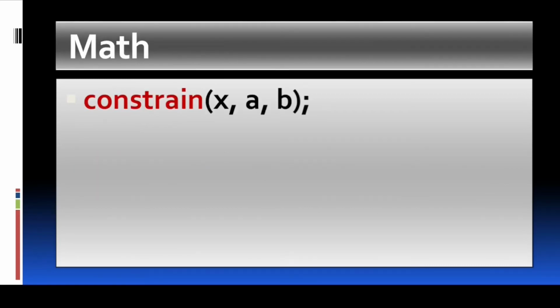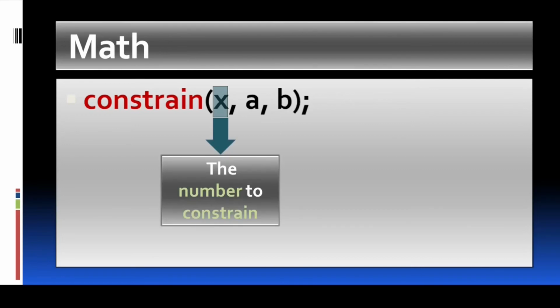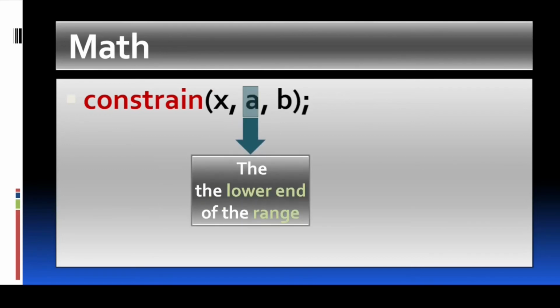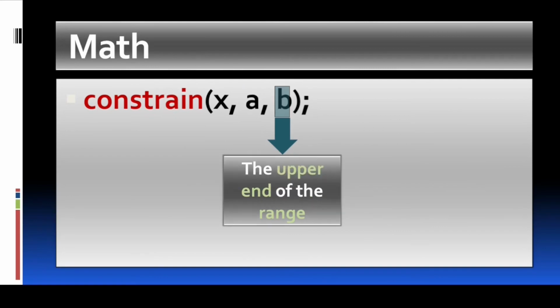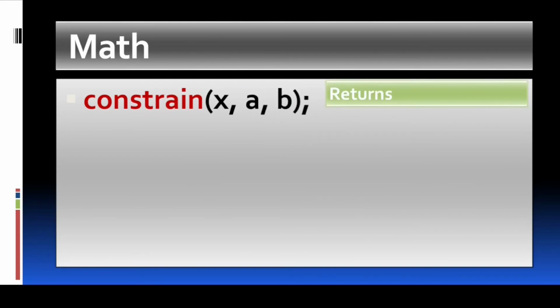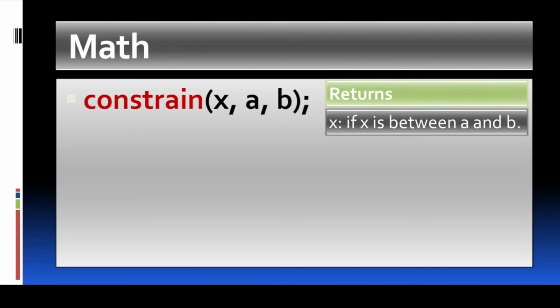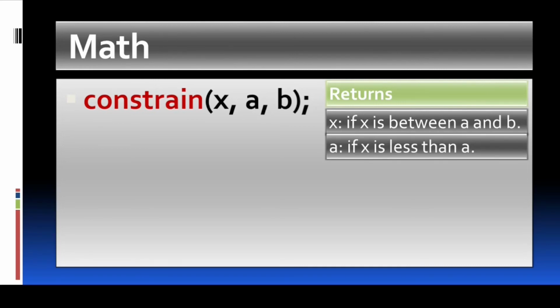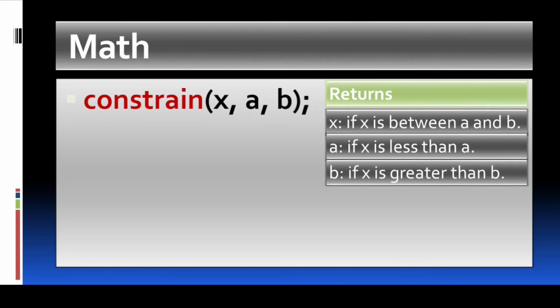Next function is constrain. This constrains a number to be within a range. X is the number to constrain, A is the lower end of the range and B is the upper end of the range. This function returns a value. It returns x if x is between A and B. It returns A if x is less than A. It returns B if x is greater than B.